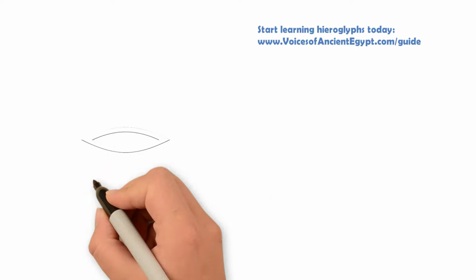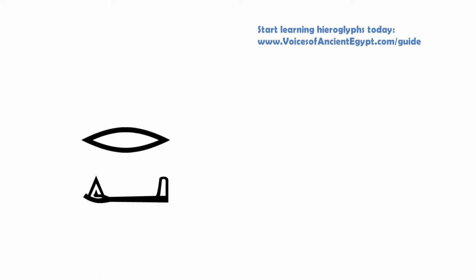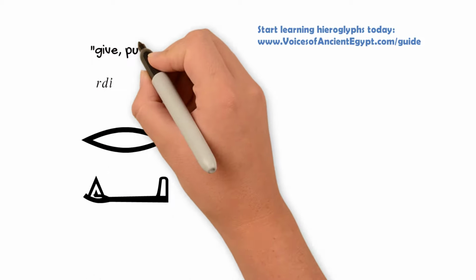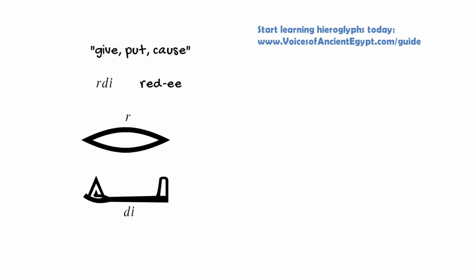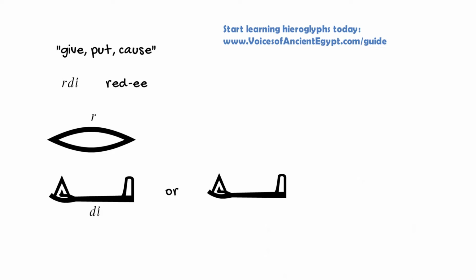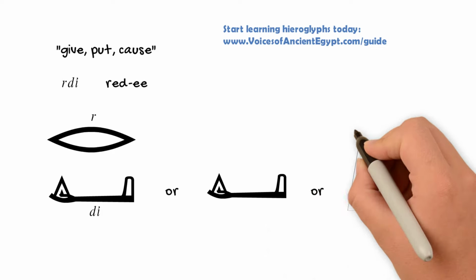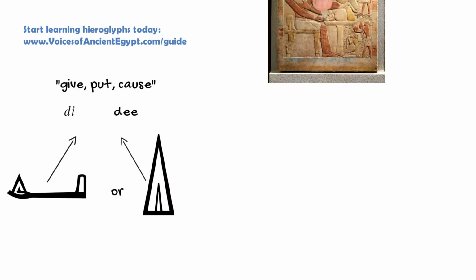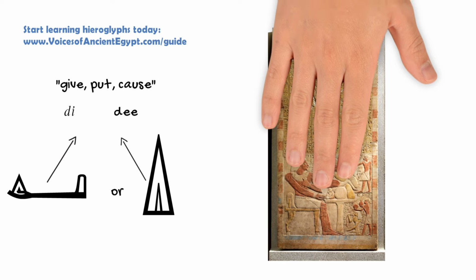And the main place you'll see these used is in the verb that means to give, put, or cause. And this verb is a very irregular one, so it does some weird things. It can be written either as ready or as D. And of course, it can take many different suffixes and so forth in the Egyptian system, but these are the basic forms.